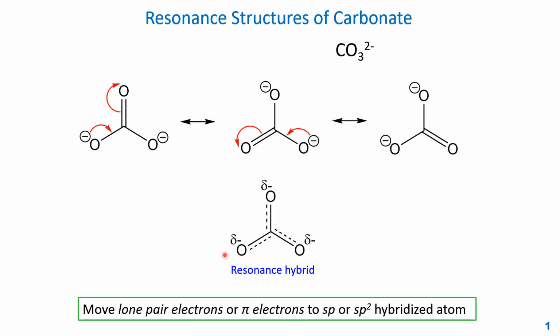Delta means partial negative. There's negative charge, no charge, negative charge. So on average, a partial negative charge. Same thing as this oxygen. So this is the real structure of this carbonate.